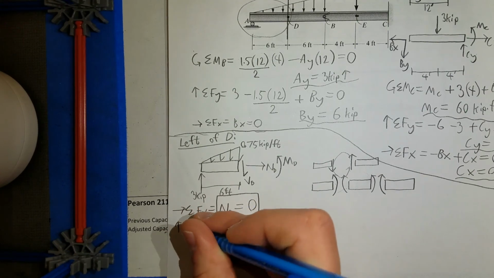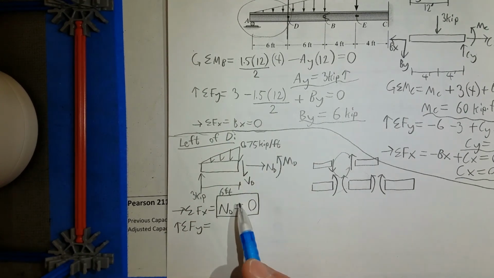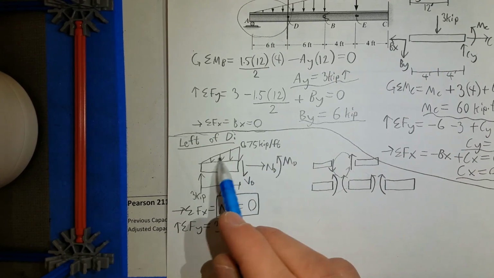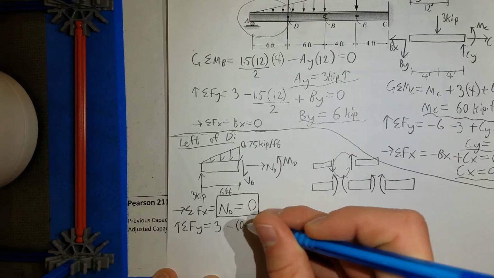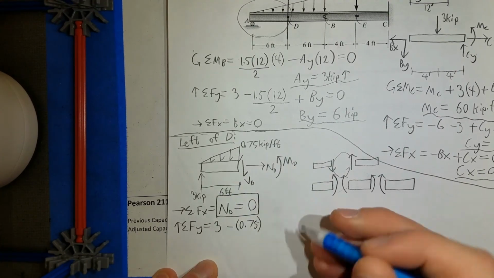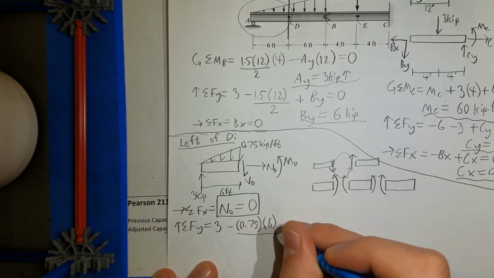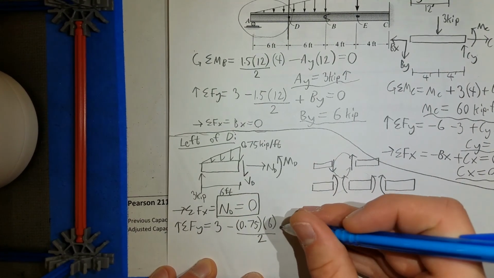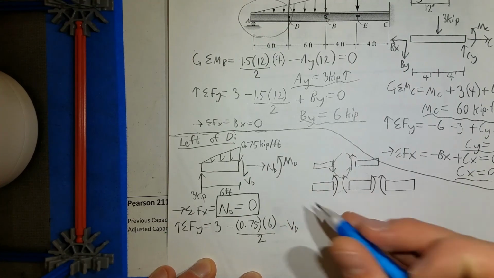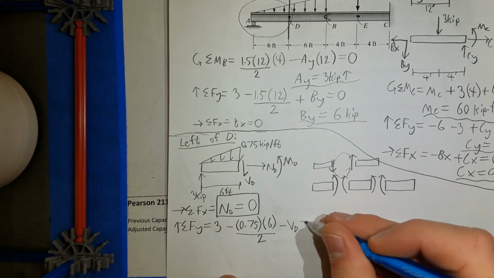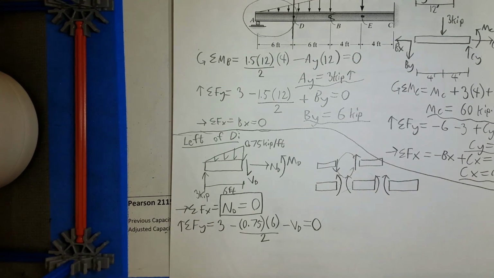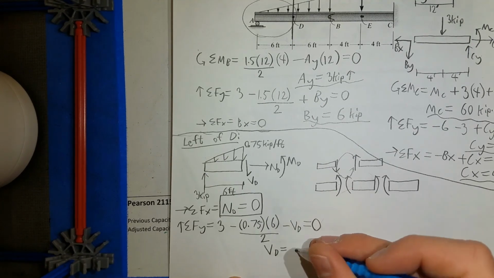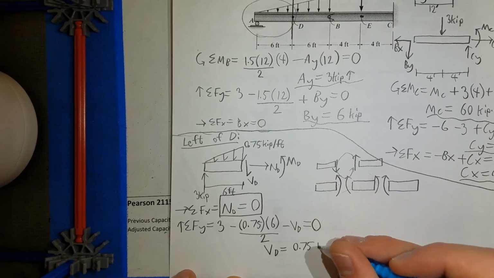We'll go ahead and sum the forces in the y. We're going to have our 3 kips acting upward. We're going to have this distributed load acting downward, so it's going to be our 0.75 kip per feet times 6 feet, and we'll divide that by 2. And next we've got our shear acting downward, so minus V_D. Those are the only 3 forces in the vertical direction, and that's going to equal 0. Doing this, we end up getting that V_D is equal to 0.75 kips.